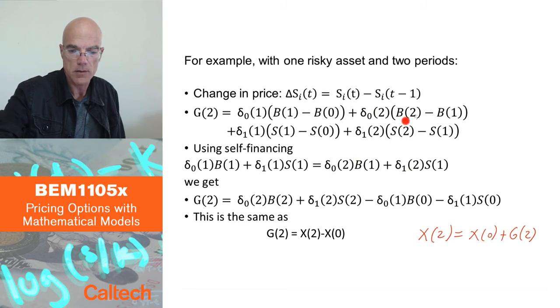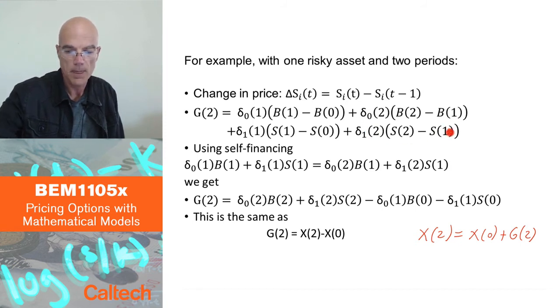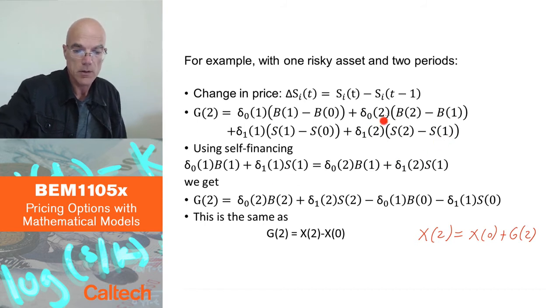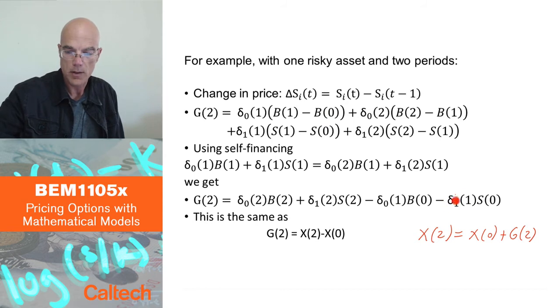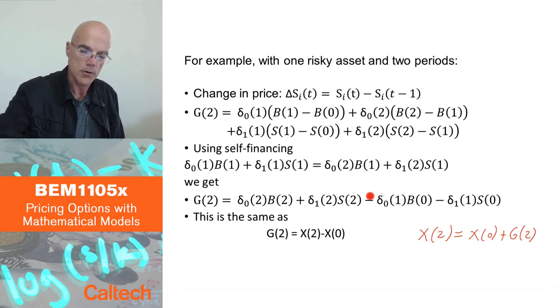This one is going to cancel this one, delta 0, 2 times minus b of 1. And this one is going to cancel this one, delta 1 of 2 with a minus times minus s of 1. Okay? So what is not cancelled is delta 0, 2 b of 2, delta 1 of 2 s of 2, and then from here minus delta 0, 1 b of 0, and minus delta 1 of 1 s of 0 with a minus sign. Okay? So if you do the algebra, I did it quickly now, but if you do this slowly, you can check that you get this.